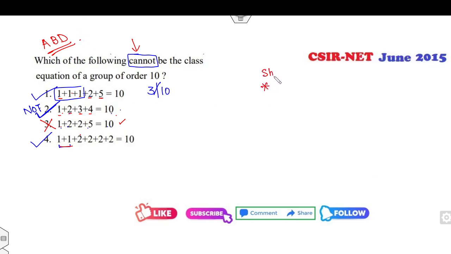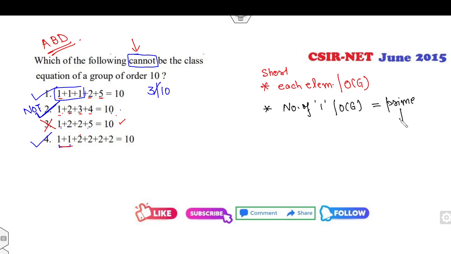What are my shortcut tricks for you? First of all, each element of the class equation must divide the order of the group. Second, count the number of the ones. It must divide the order of the group. If it is a prime, then it is abelian. If it is abelian, then the class equation is only 1, 1, 1. These are the tricks which you can use to discard options. Don't use them for the correct option, only to discard an option.